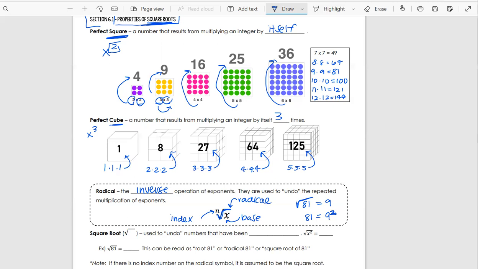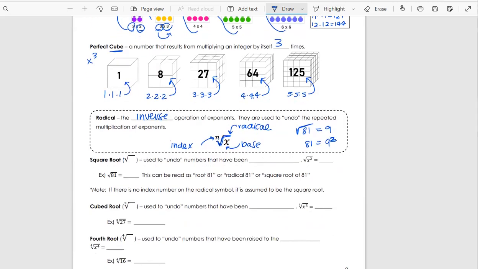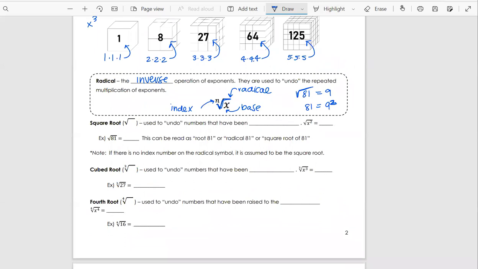And now we've got some more vocab. I apologize, this is such a heavy vocab section when we start off, but you're doing great. Let's see, square root. So there's that square root symbol. Notice there's no index. We just assume it's a 2. It's used to undo numbers that have been squared. So for example, the square root of x squared equals x. And here's that same example I used before. The square root of 81 is 9. This can be read as the root of 81 or radical 81, or I always say square root of 81.